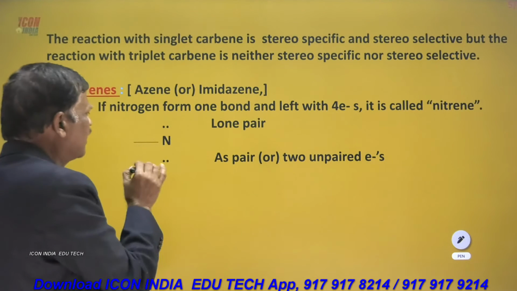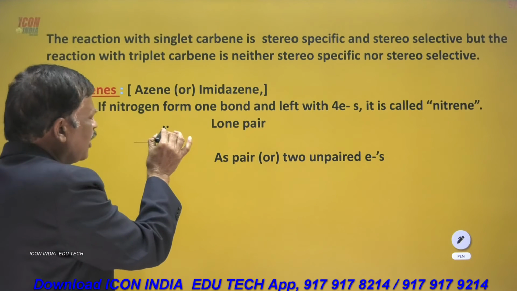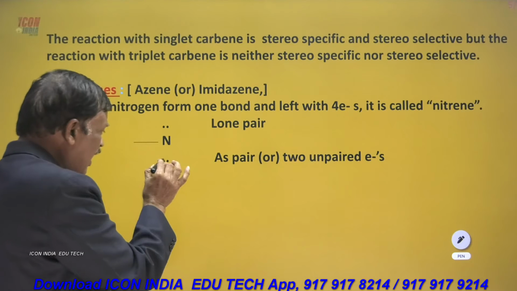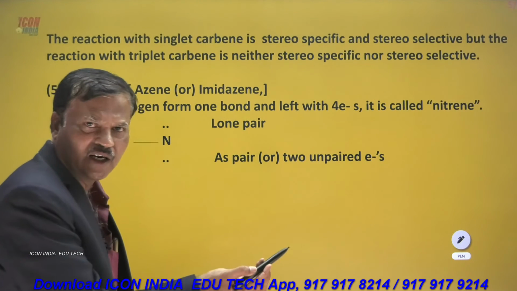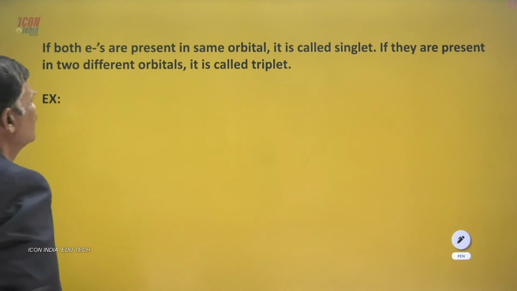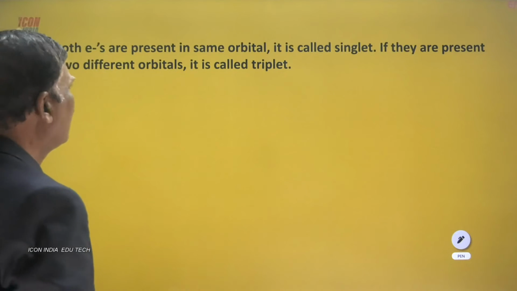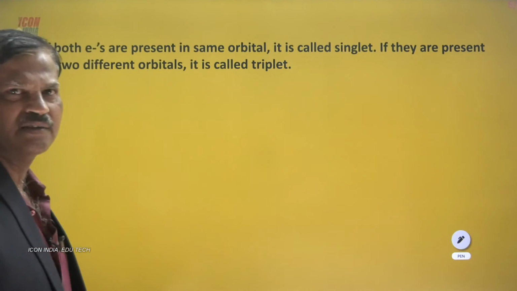Out of these 4 electrons, this electron pair will remain as a pair, and these 2 electrons either will remain as a pair or as 2 unpaired electrons. So if both the electrons are present in the same orbital, once again it is called singlet, or if they are present in 2 different orbitals, it is triplet.